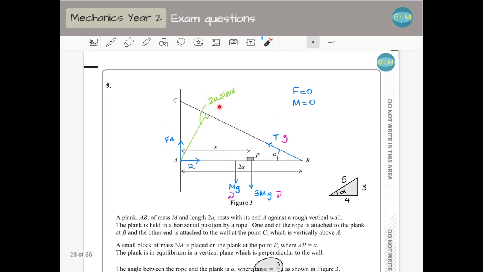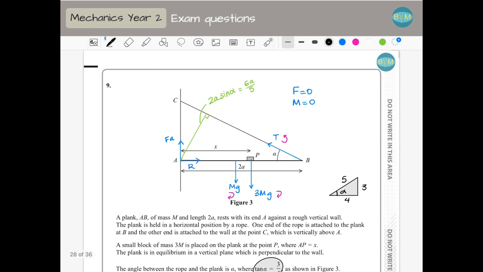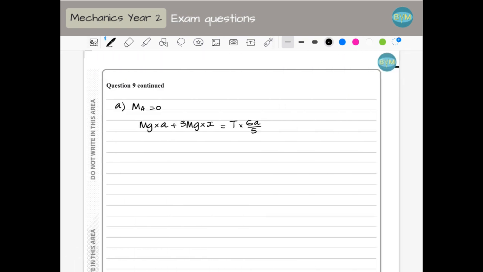So this thing here is going to be 2a times 3/5, which is going to be 6a divided by 5, which is easier. That's the distance. So this is the distance that I'm going to write here. It's going to be t times 6a divided by 5. And from here we find t.